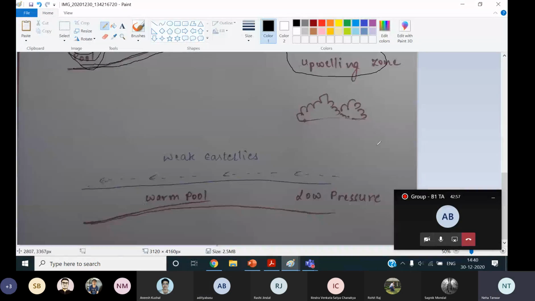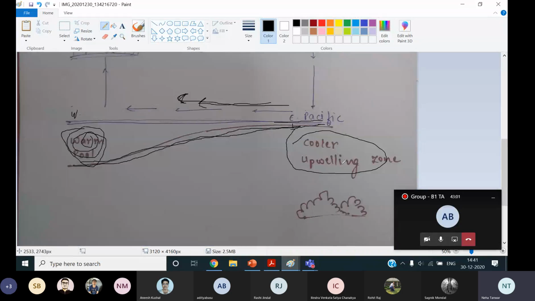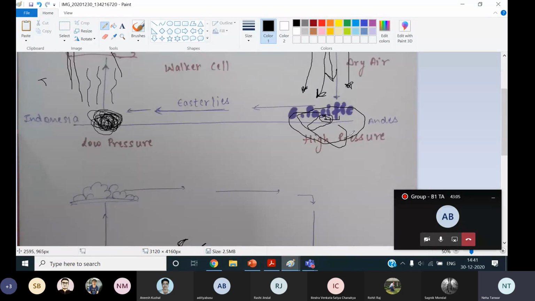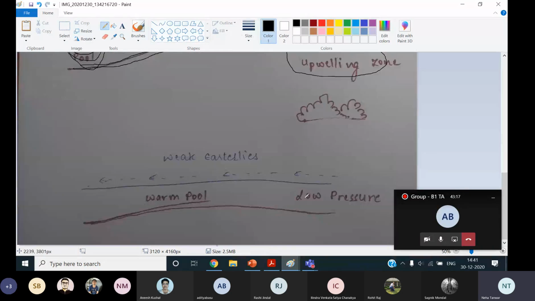So we were discussing what happens during an El Nino event. During El Nino events, the intensity of winds is very low. So we don't get upwelling. So what was upwelling actually doing? Upwelling was bringing cooler water from beneath. Now there is no cooler water coming to the surface. So this region will be warm.